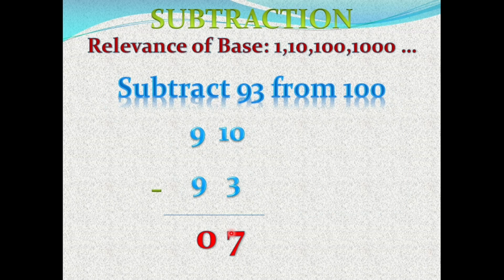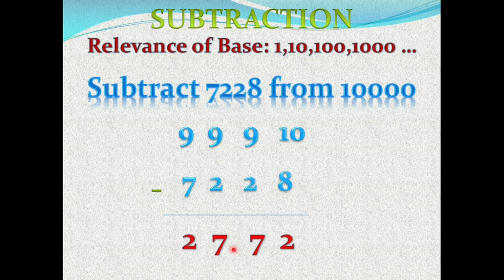Let me take another example: I have to subtract 93 from 100. How could it be done? It is also very simple. First write 9 and 10 and subtract. 9 minus 9 is 0, and 10 minus 3 is 7. It's quite straightforward, guys. Coming to this, I have to subtract 7228 from 10,000.